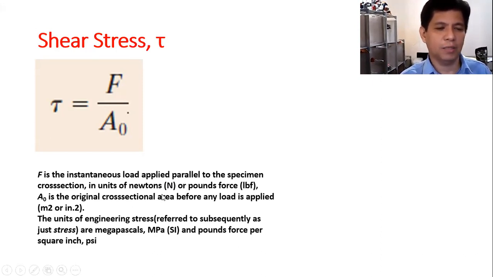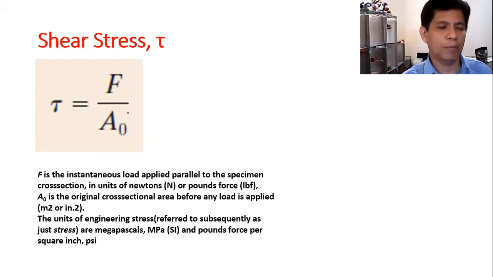Pero yung units is the same. It's Newton pag SI, tapos pound force. Yung area, it's in meter squared or in inch squared. So, ang unit ng shear stress, parehas din sa engineering stress: megapascal pag SI, tapos pound force per square inch or PSI pag English. Tandaan nyo pa, F over A sub O.